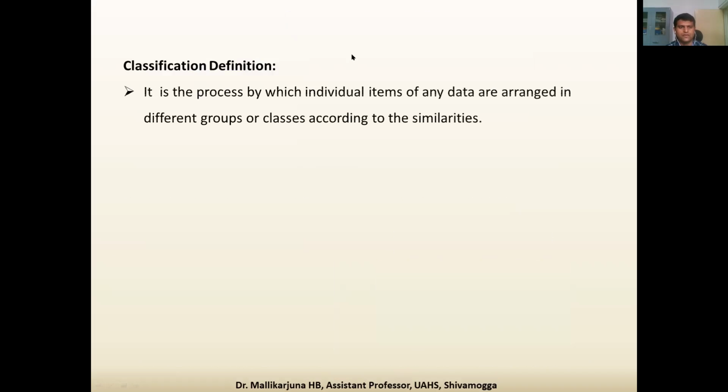Classification definition. It is the process by which individual items of any data are arranged in different groups or classes according to the similarities. This should be in arranged order.